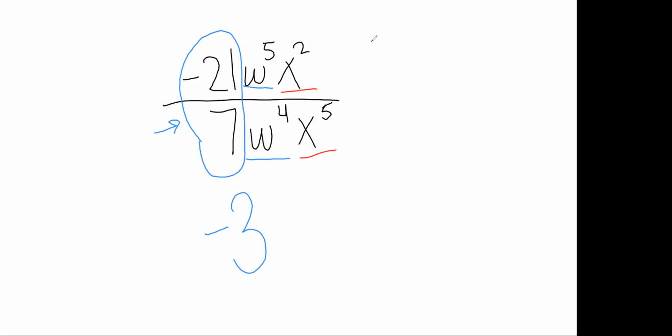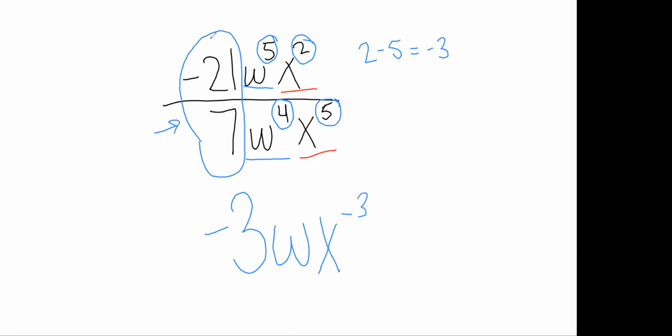We're going to do the same thing here that we did before. Subtract the powers. 5 minus 4 is 1. We don't actually have to write the 1 here. W to the 1st power is the same thing as just W. So we can leave it like that. And then x squared over x to the 5th, that's 2 minus 5. X to the negative 3rd power.